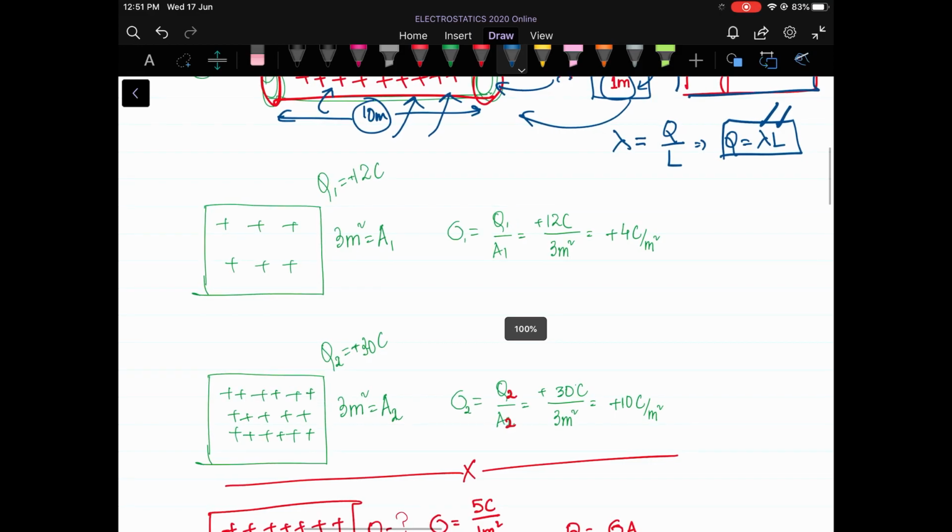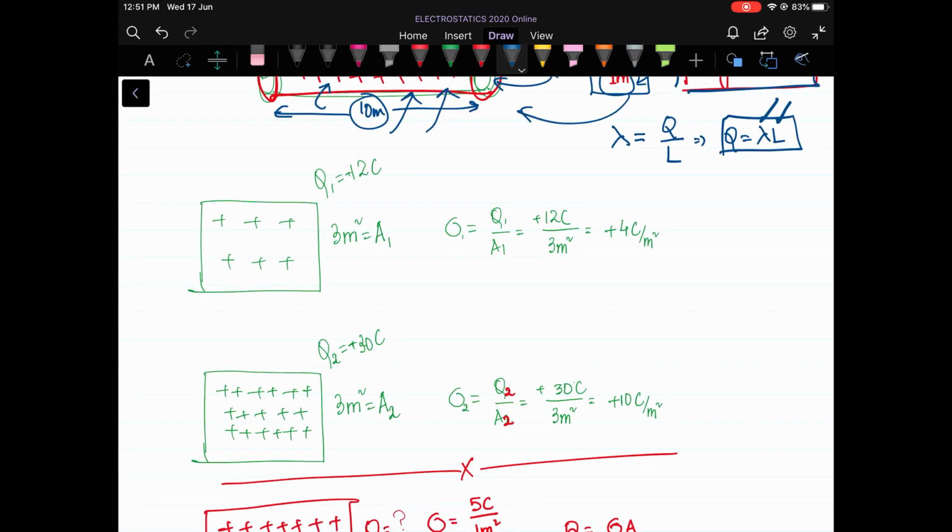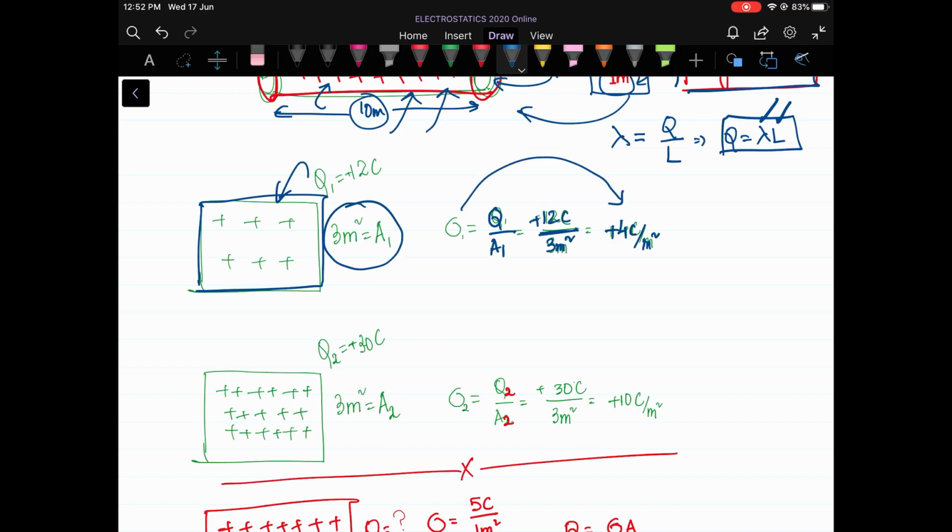Then we can also have surface charge distribution where we have an area. Suppose we have in this case a charge of 12 coulombs distributed over a total area of 3 meters square. When I calculate the ratio of the charge present in this area, I am going to get 12 coulombs of charge present in 3 meters square of area. When I divide this, I am going to get plus 4 coulombs per meter square. This number represents the amount of charge present in every 1 meter square of area, and we call it surface charge density. Clearly you can see the units will be coulombs per meter square. In the first case we have got 4 coulombs per meter square.